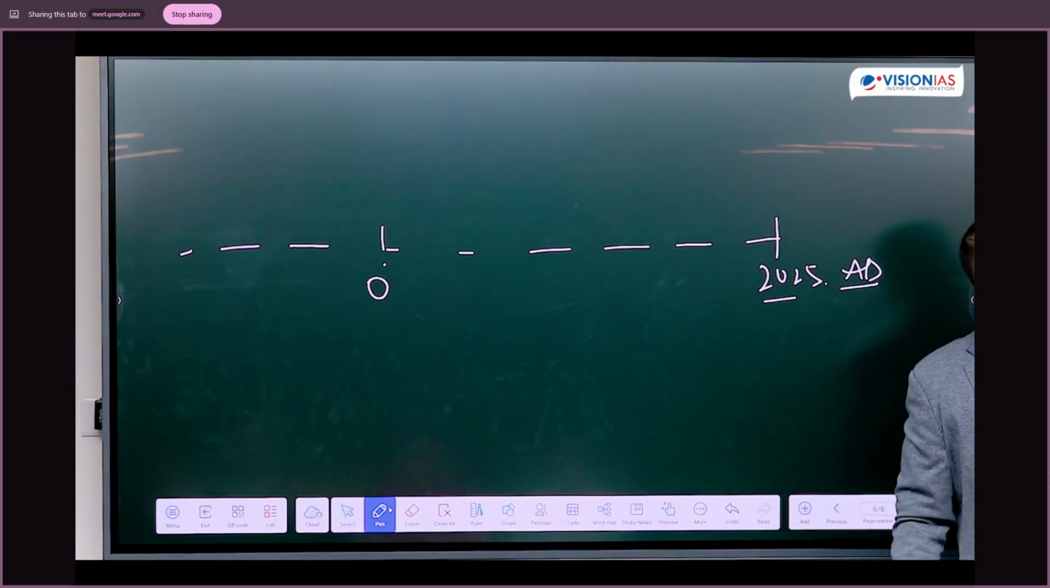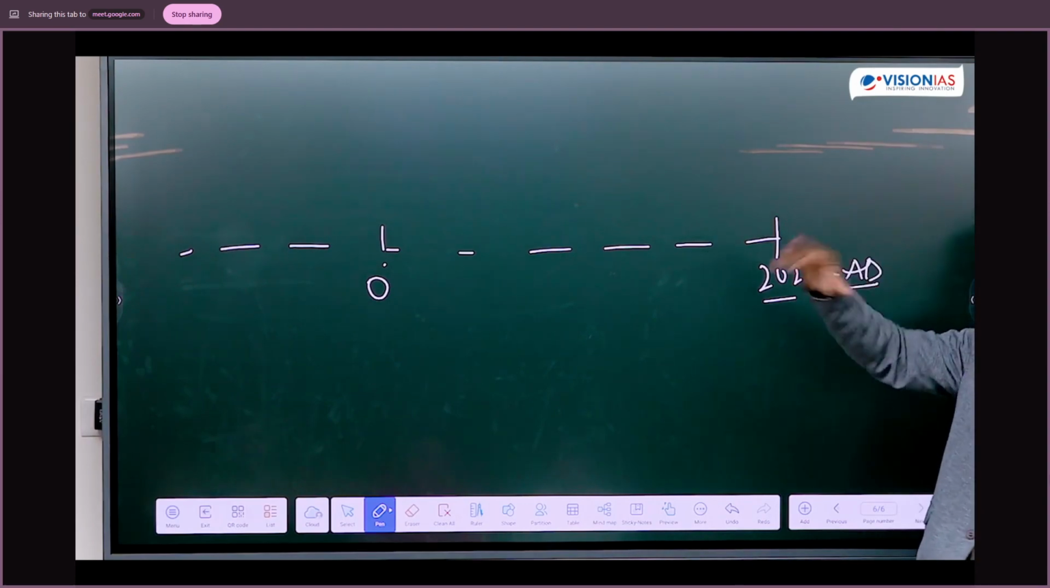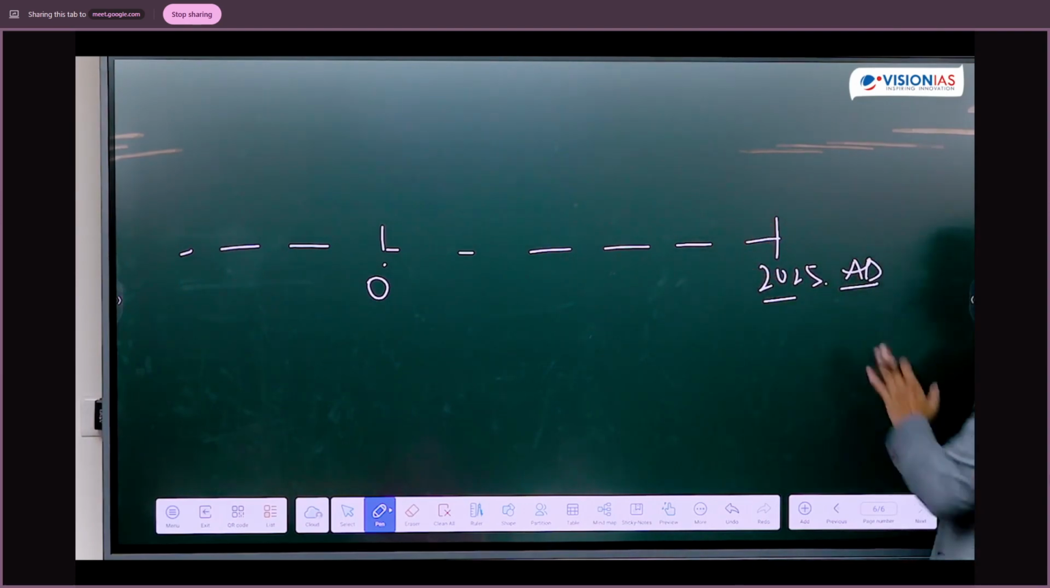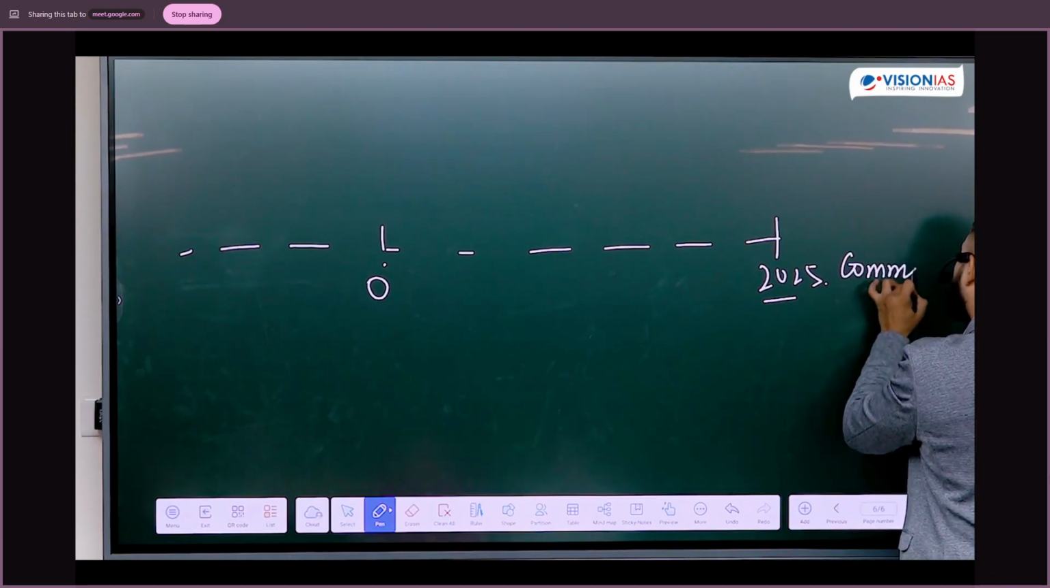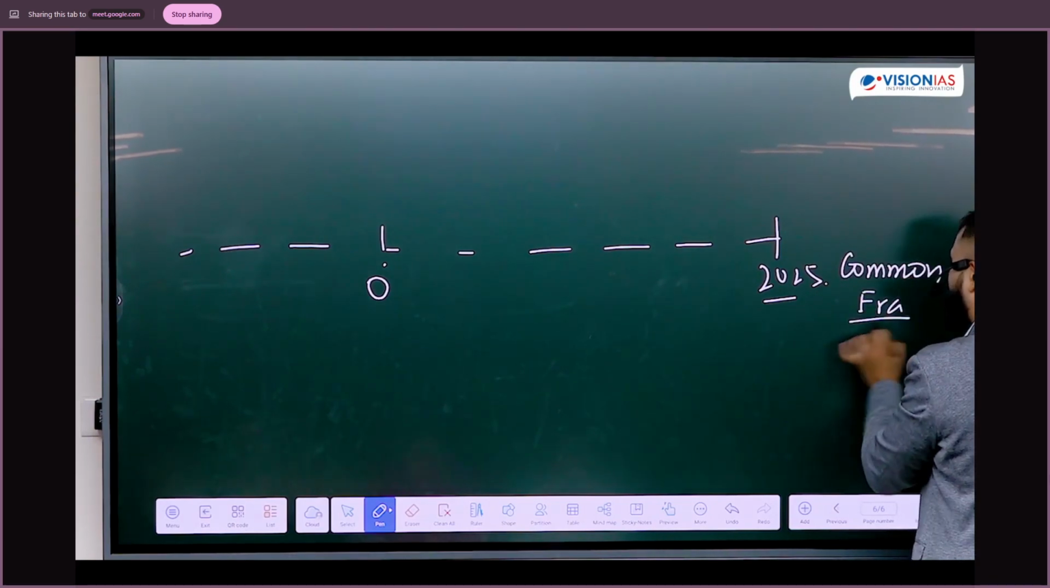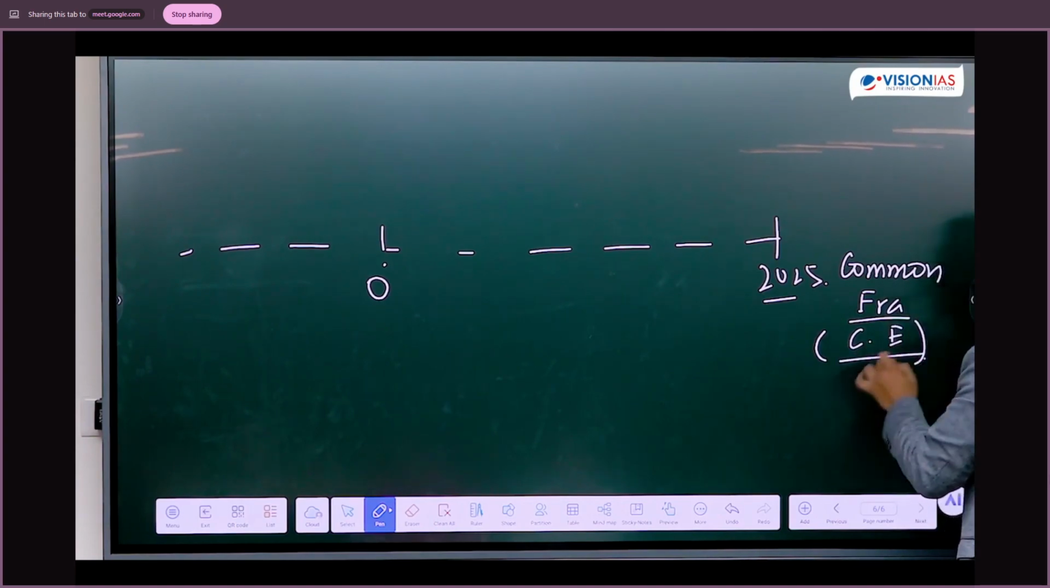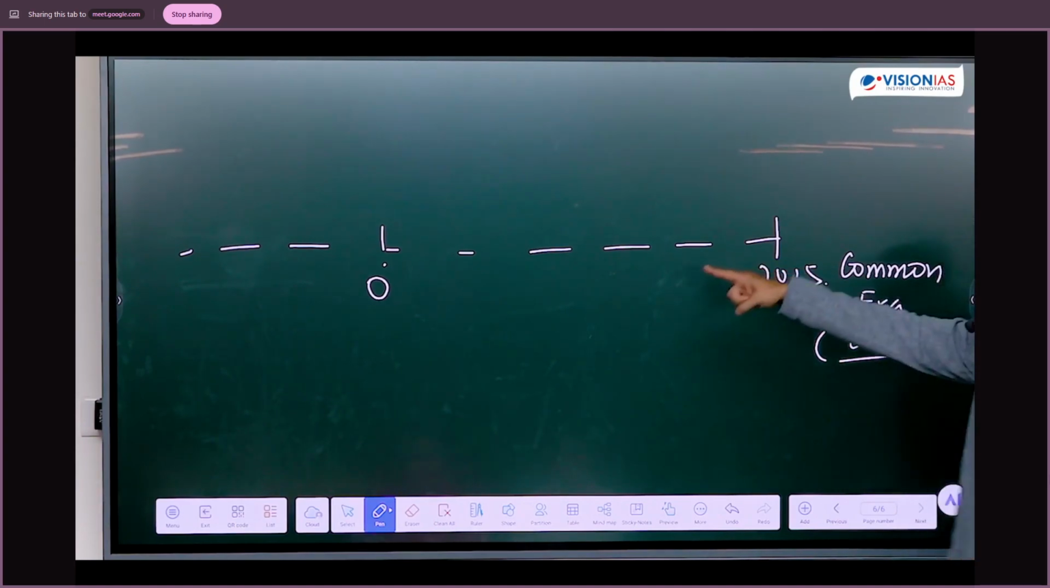Today, we live in a secularized world. We have secularized this element. Thereby, instead of Anno Domini AD, what do we write today? Common Era, or instead, we write CE. I hope it is clear. So that means 2025 years.